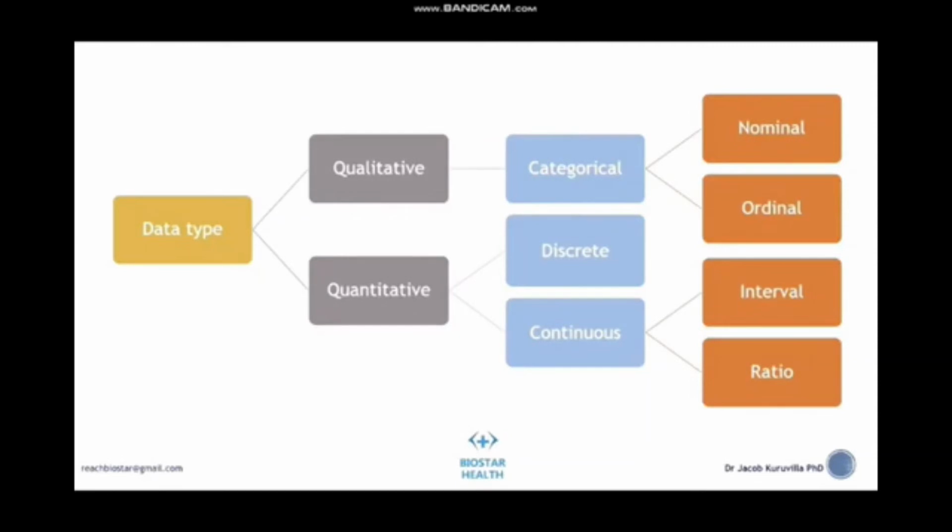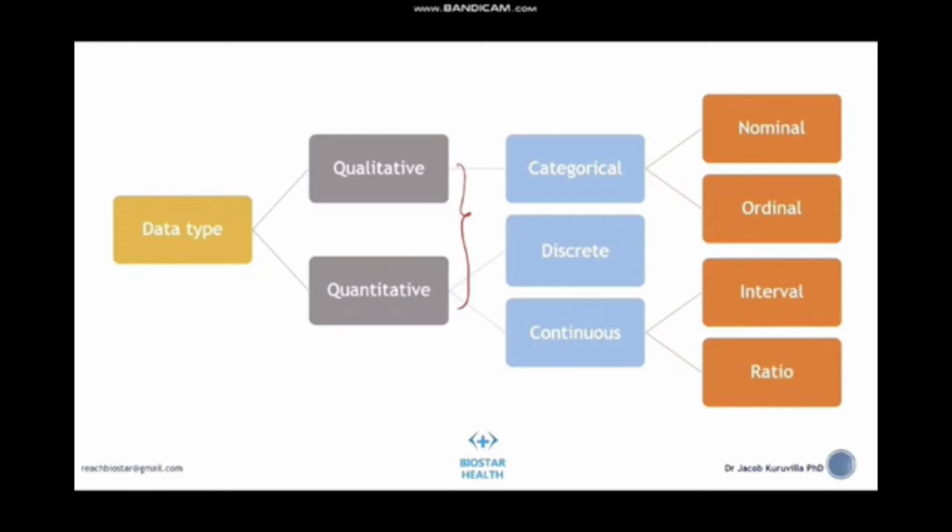Broadly, there exist two types of data. One is qualitative data, which places the individuals into categories that do not have numerical values. Two, quantitative data that have numerical values. The qualitative data are considered as categorical, and there exist two different levels or scales within them, that is nominal or ordinal, which we will discuss later.